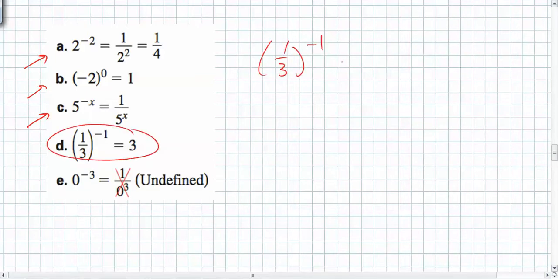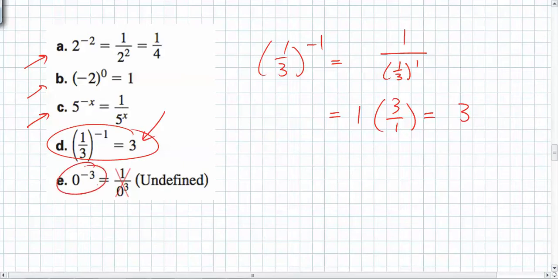1/3 to the negative 1. Well, that's going to be 1 over 1/3 to the first power. Dividing by a fraction is the same thing as multiplying by the reciprocal. 1 times 3 over 1 is just 3. So that's where the 3 comes from. And then 0 to the negative 3, that's undefined because dividing by 0 is an undefined operation.